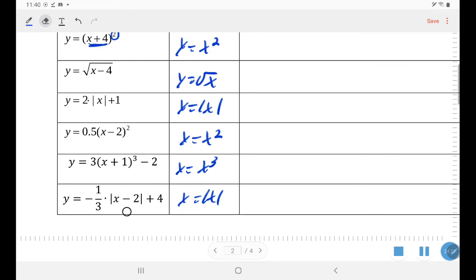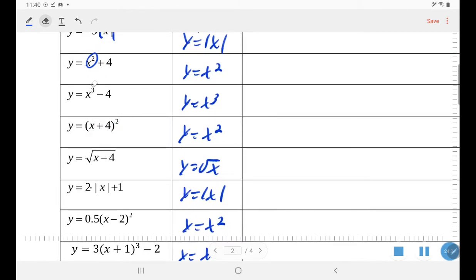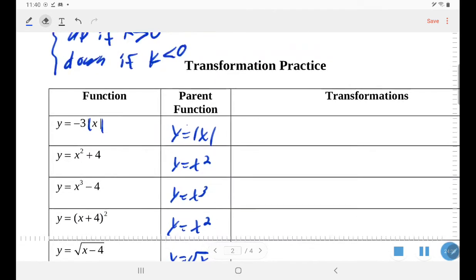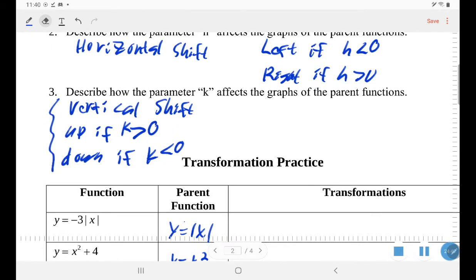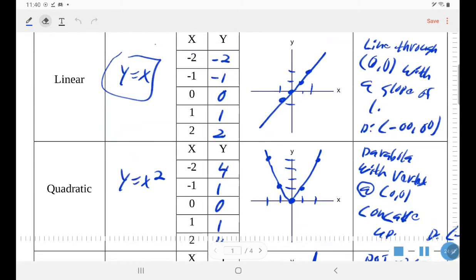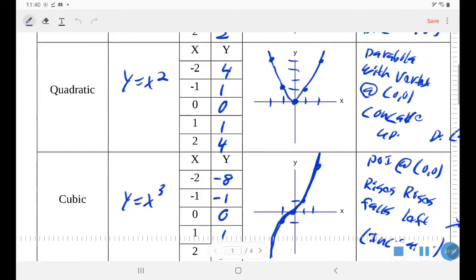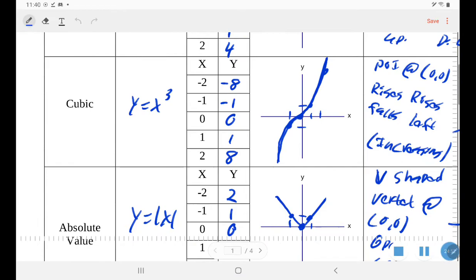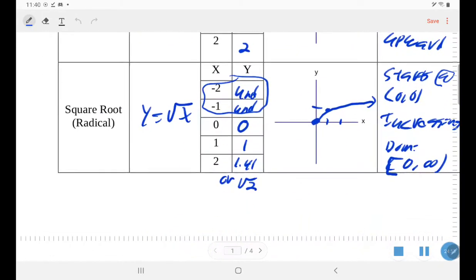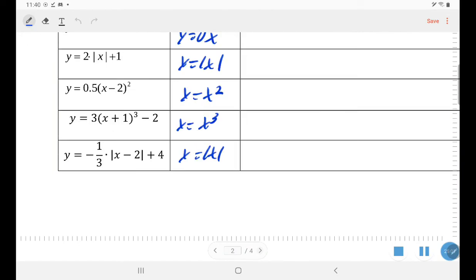Well, by understanding what the parent function is, you can kind of figure out where it's going to go from. So if I can recognize what the parent function is, I can tell if it's a line, if it's going to be a quadratic like a parabola. Is it going to look like this cubic thing? Is it going to look like an absolute value? Is it going to look like the square root function? So that's pretty much what that does for you.